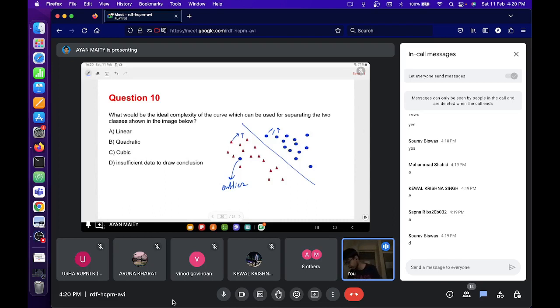So A, linear, should be the right answer. We can consider this blue dot as an outlier or noisy point. Just because of this one point we cannot draw a much more complex classifier. That is not needed for just one point. A simple linear classifier is more than able to separate these two classes. So option 1, linear, would be right. Any doubt that linear would be the right answer here?